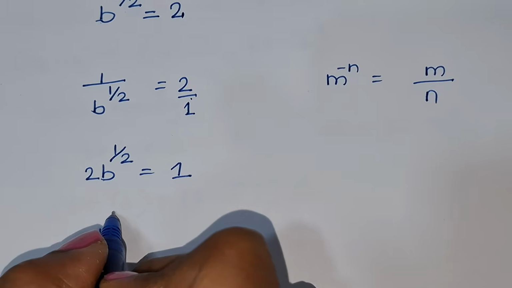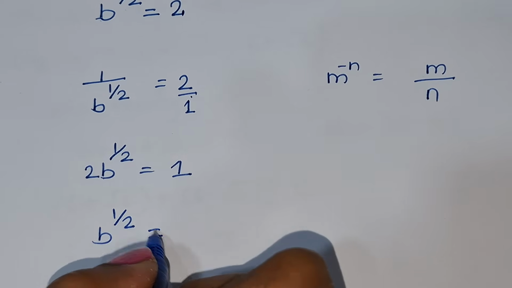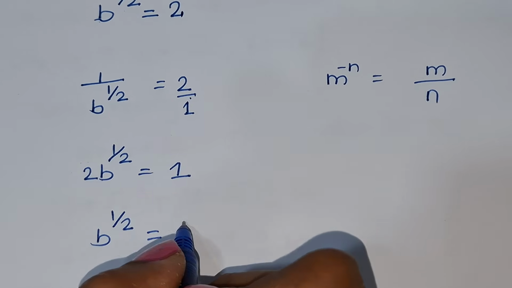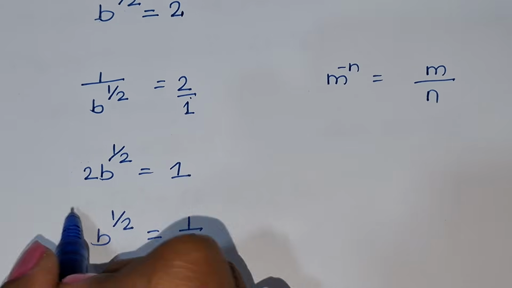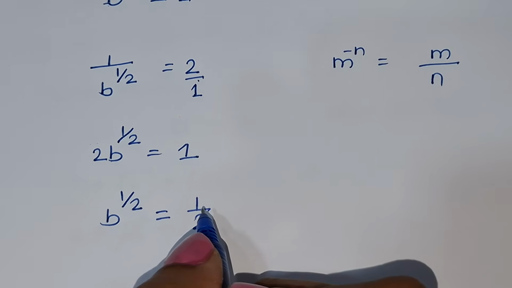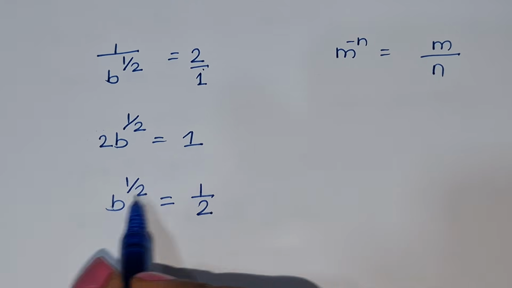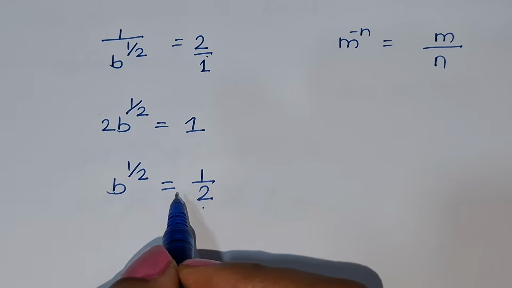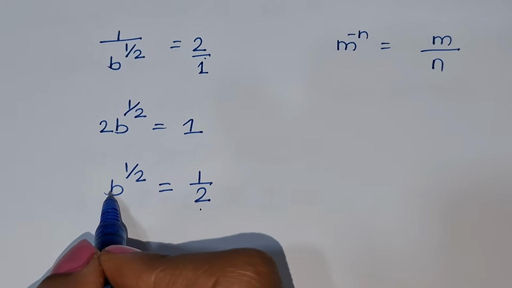Now b power 1 by 2 is equal to, this is in multiplication form here, so it will become 1 by 2, right? b power 1 by 2 is 1 by 2. Now we have to cancel this 2 and find out the value of b.